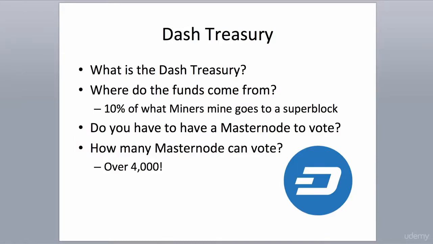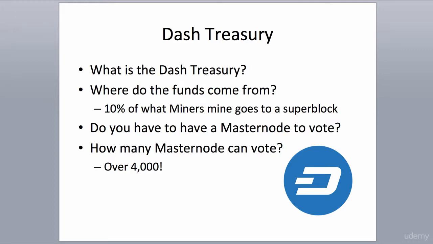Hello everyone. In this lecture we're going to be talking about the Dash Treasury. What is the Dash Treasury? The Dash Treasury is a decentralized voting platform that the masternodes vote on in order to fund projects that individuals are paid by Dash. Where do the funds come from?